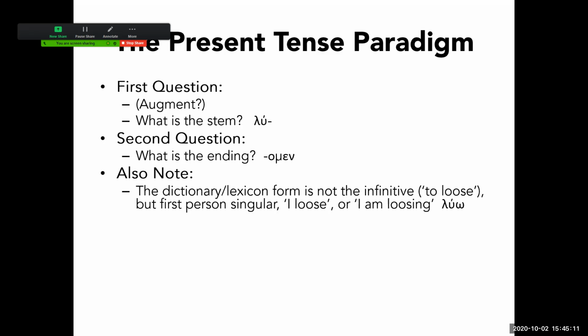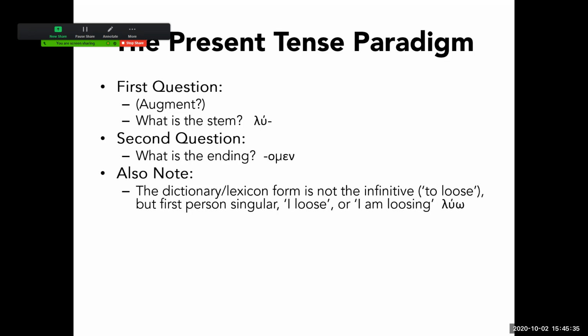And we should also note that if we look up a verb in a lexicon, in the dictionary, right now you don't need them because you have all you need in the vocabulary list and also in the back of the book, where they are also repeated, in the appendices.